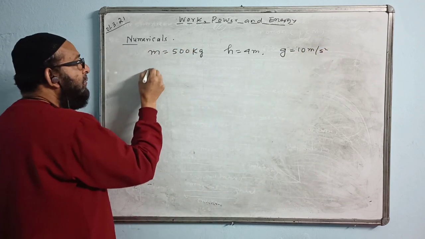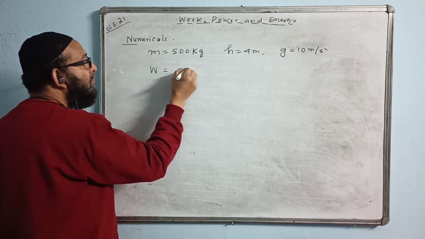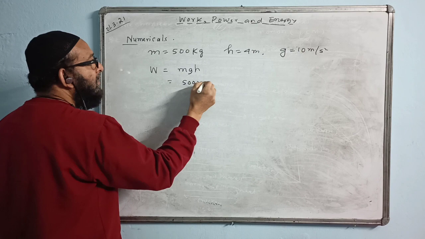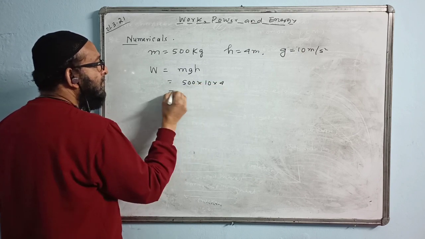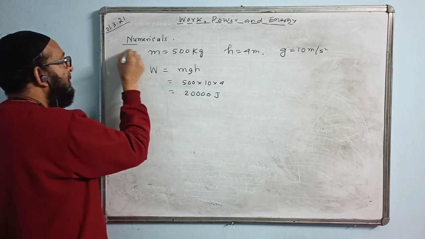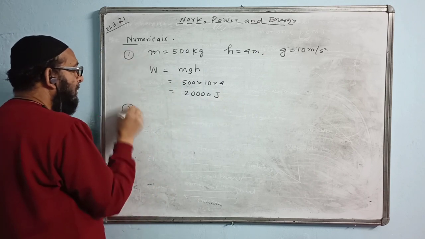They are asking to find the work done by the crane. So W is equal to mgh. Mass is 500, g is 10 and this is 4. The answer is 20,000 joules. Finished. This is number 1.